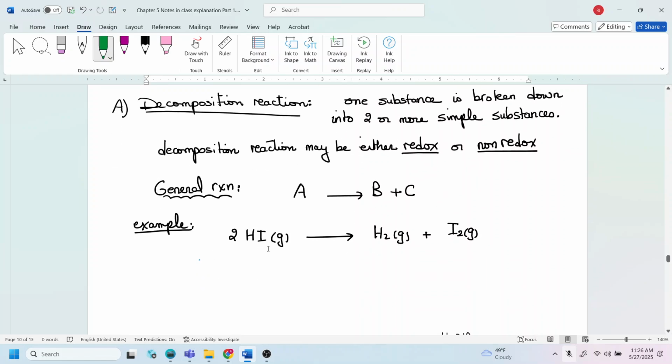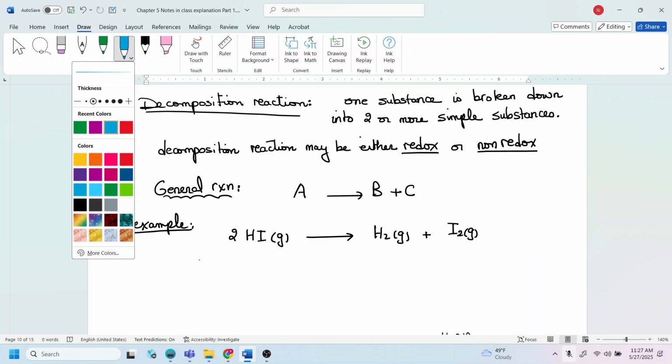Example: I'm starting with hydrogen iodide, and I am breaking it into hydrogen and iodine gas. Let's see what type of reaction this is, because decomposition reactions can either be redox or non-redox. To be a redox or non-redox, you need to have reduction and oxidation reactions within the reaction.